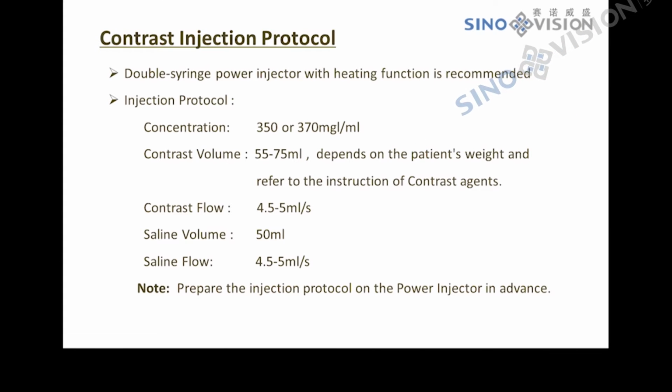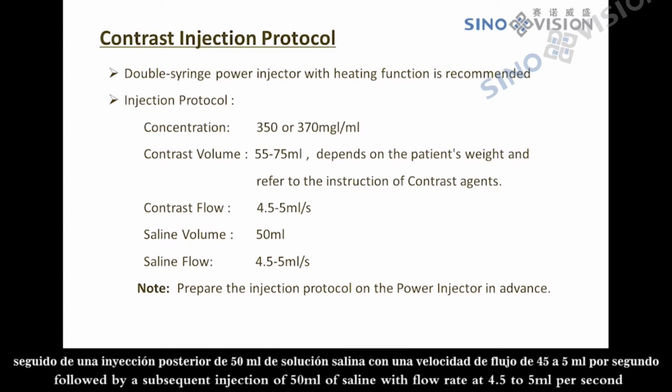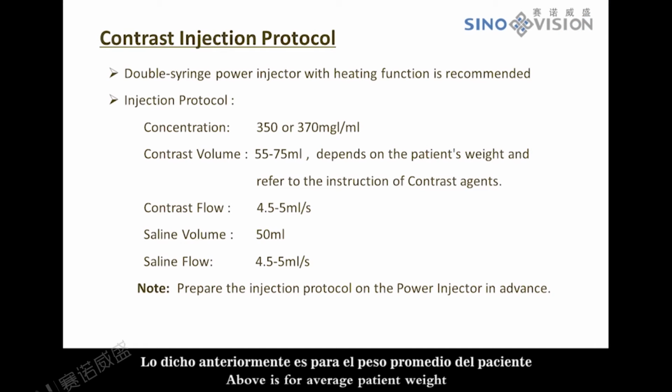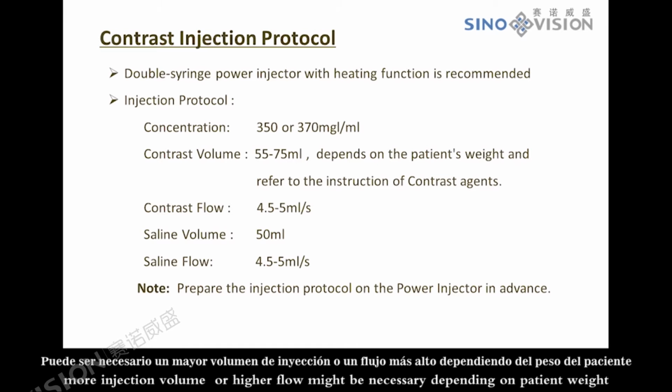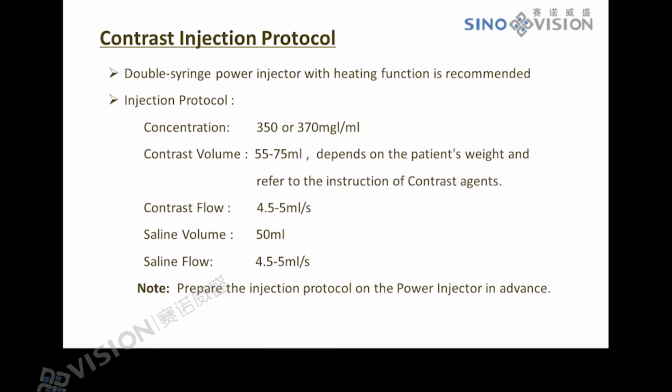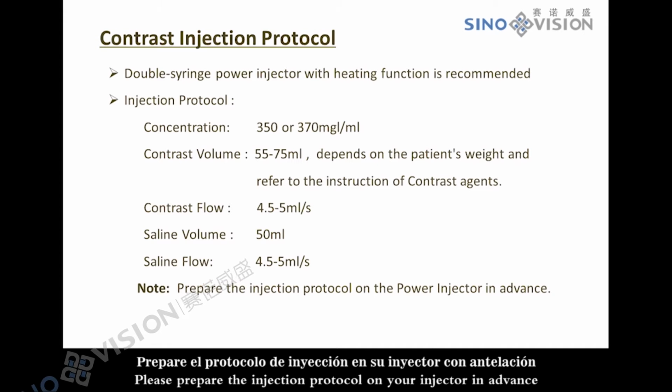per second, followed by a subsequent injection of 50 milliliters of saline with a flow rate of 4.5 to 5 milliliters per second. Above is for average patient weight. More injection volume or higher flow might be necessary depending on patient weight. Please prepare the injection protocol on your injector in advance.